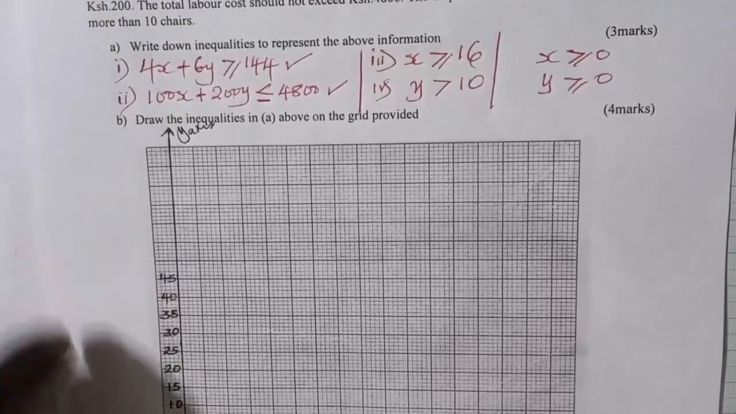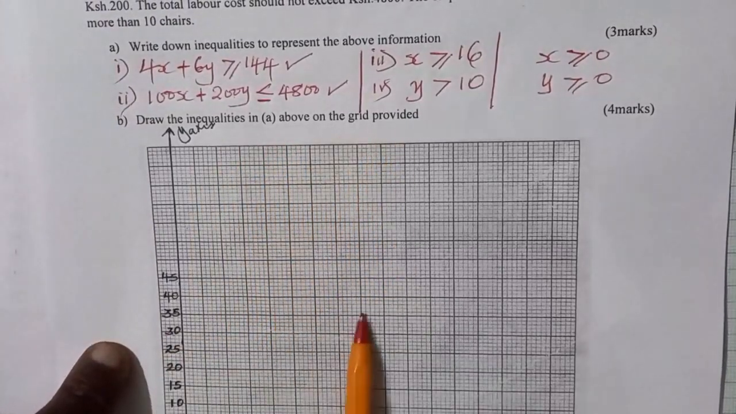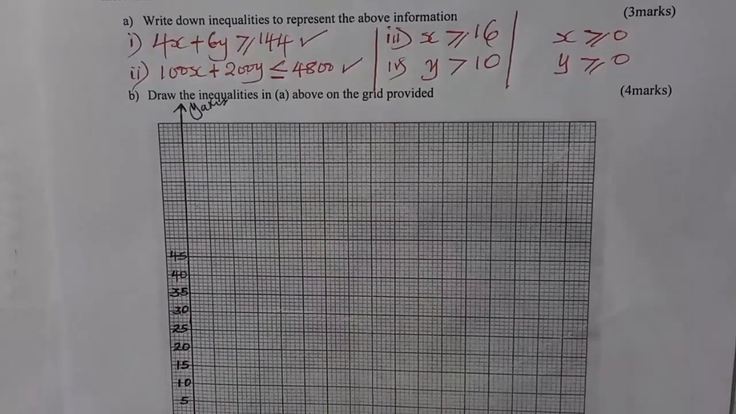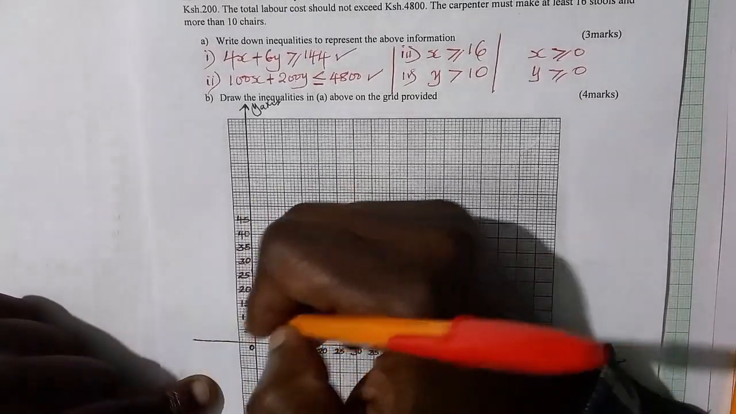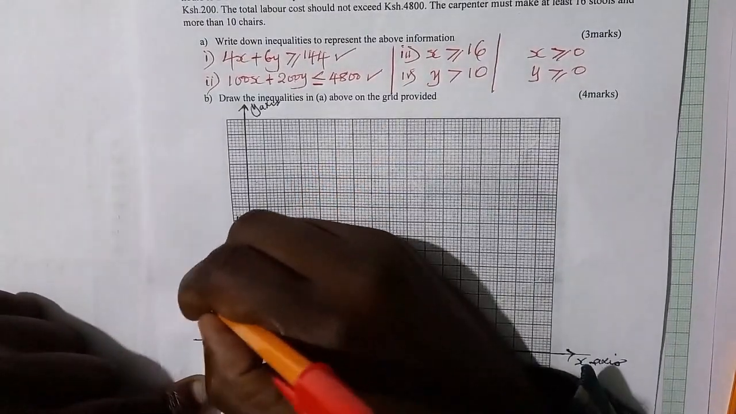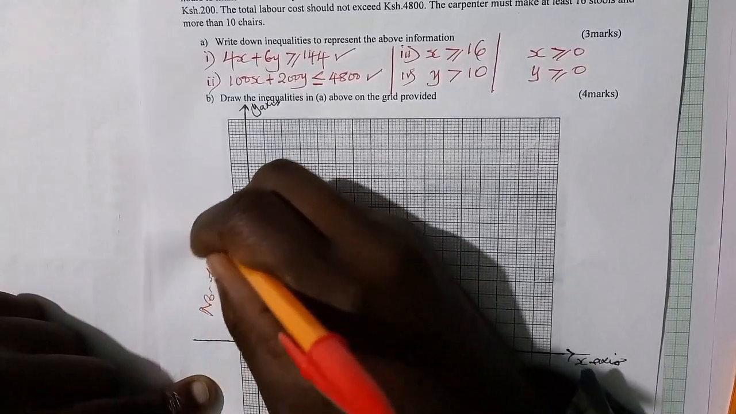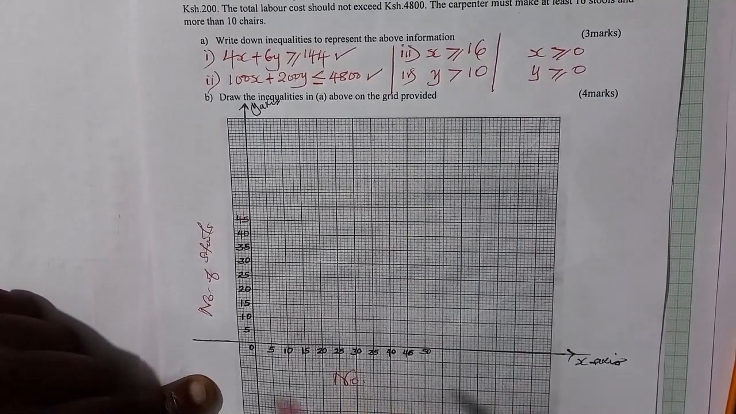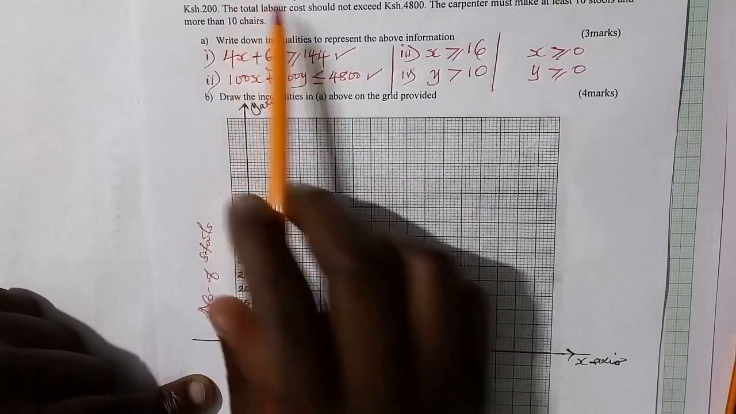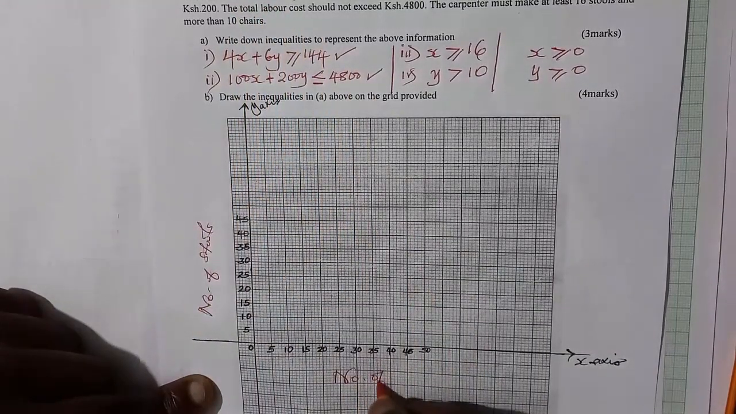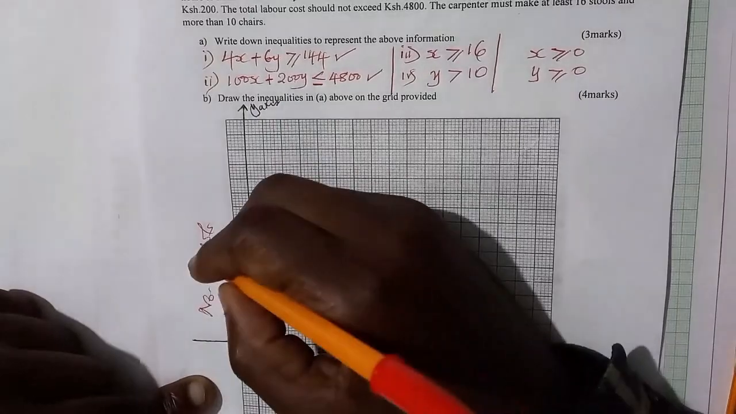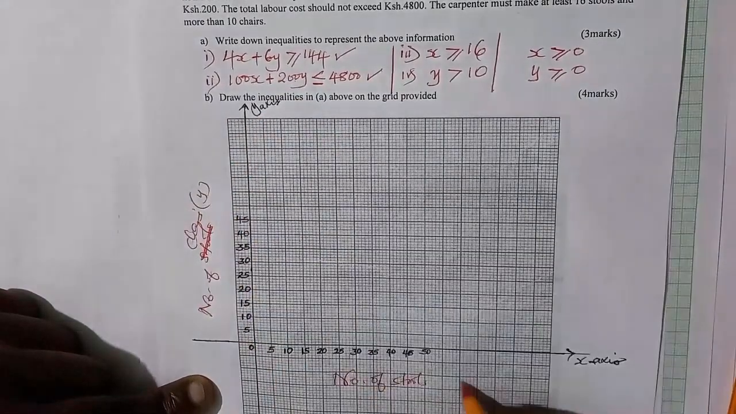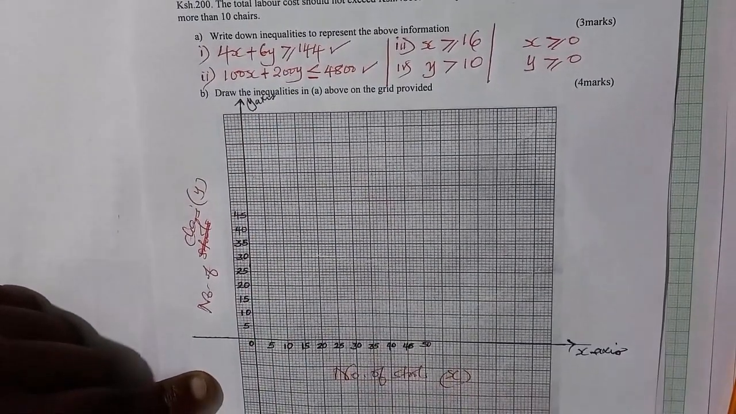Here in part B, draw the inequalities in A above on this grid. The grid was provided and the scale was given exactly the way it is. 1 centimeter represents 5. For the x-axis, I'll put x, the number of stools. Then for the y-axis, the number of chairs, that is y.